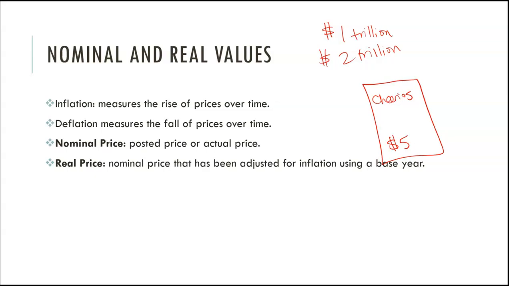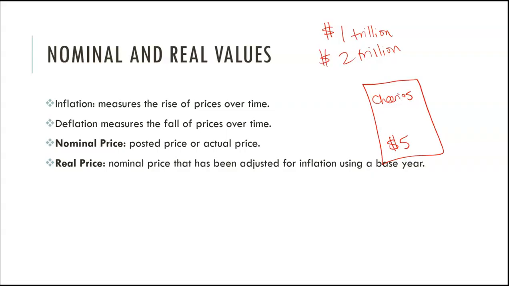The real price means we're actually adjusting for inflation using some kind of base here. You'll notice if you look at the same box of cereal 5 years ago, 10 years ago, 20 years ago, it's not going to cost the same amount. Prices are increasing over time. And so we want to make sure that when we're looking at GDP over time, we're taking out that value of inflation so that we're measuring the actual increase in production.